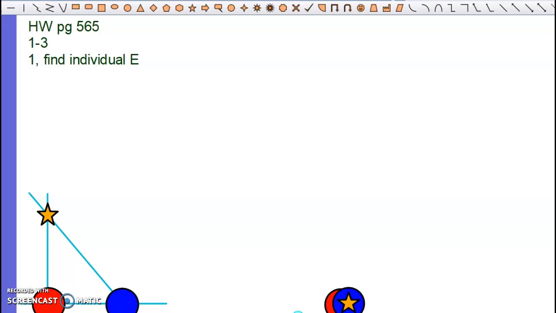So here you go. You're on 565 as your homework. It's 1 through 3. In number 1, they give you an extremely similar question to the one we did just now. Just find the individual electric fields. Don't worry about combining them algebraically.